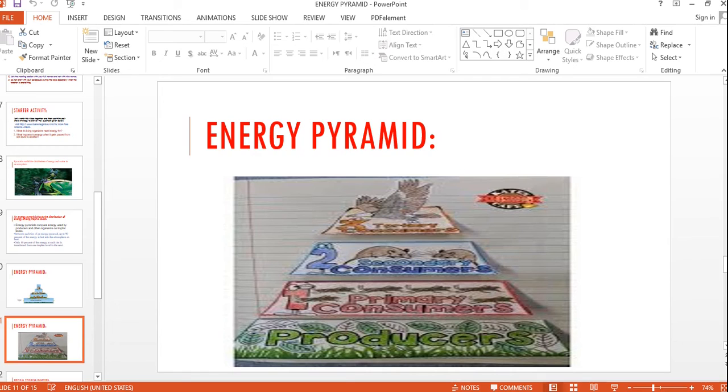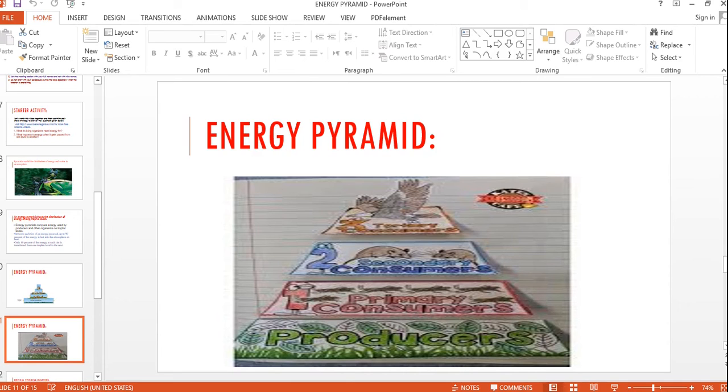Now, let's suppose at the bottom, producers contain... the unit to measure energy in an ecosystem is kilocalories. Let's suppose the producers contain 10,000 kilocalories of energy. Primary consumers, when they consume producers, will get only 10%. So if we take 10% of 10,000 kilocalories, primary consumers will have only 1,000 kilocalories of energy.